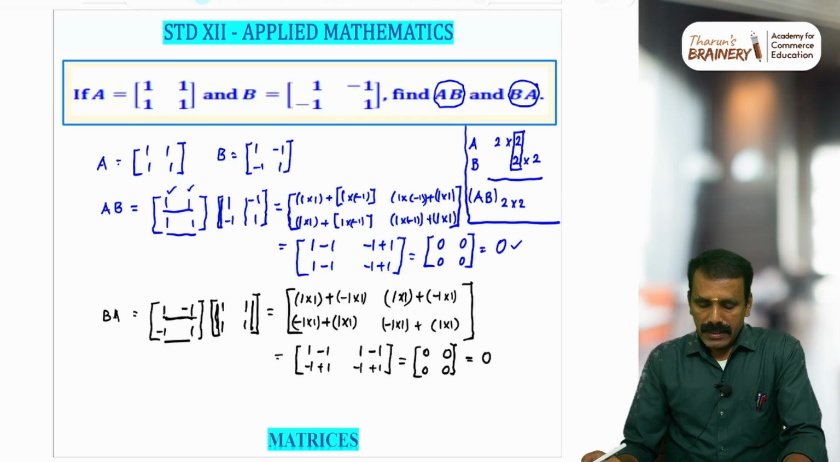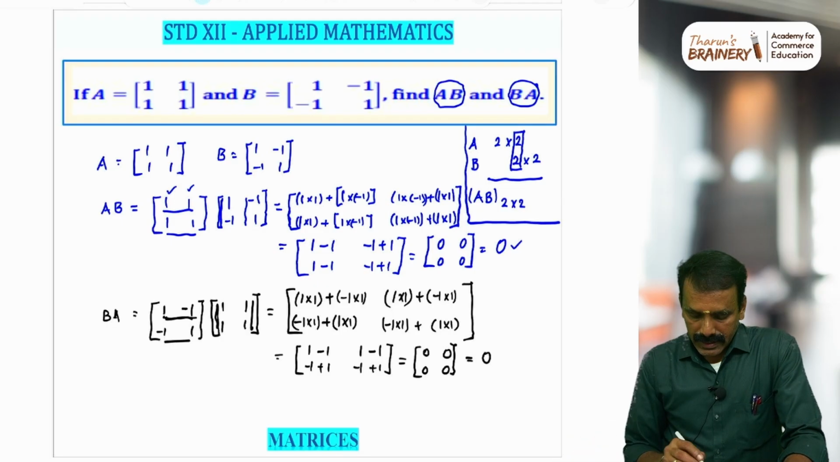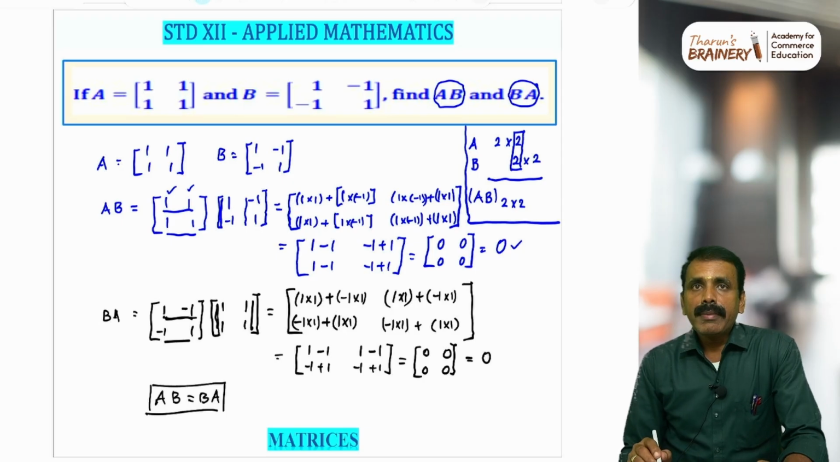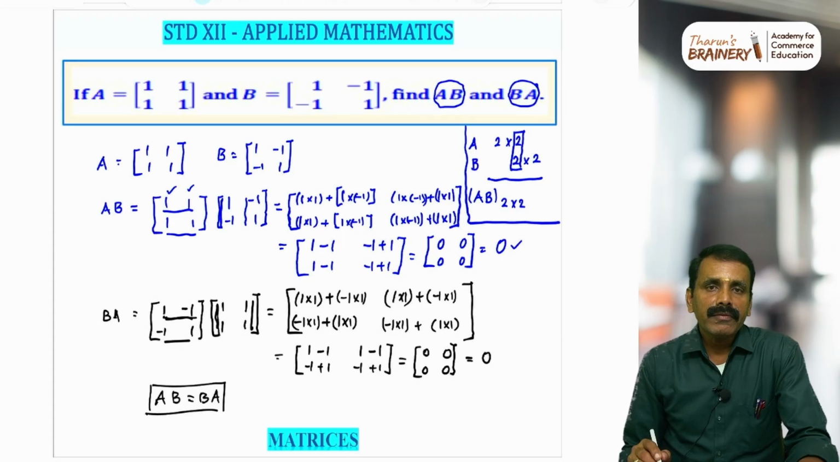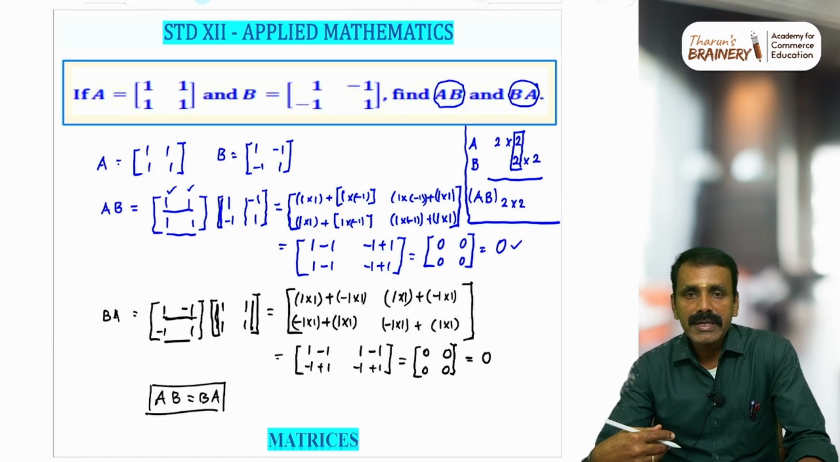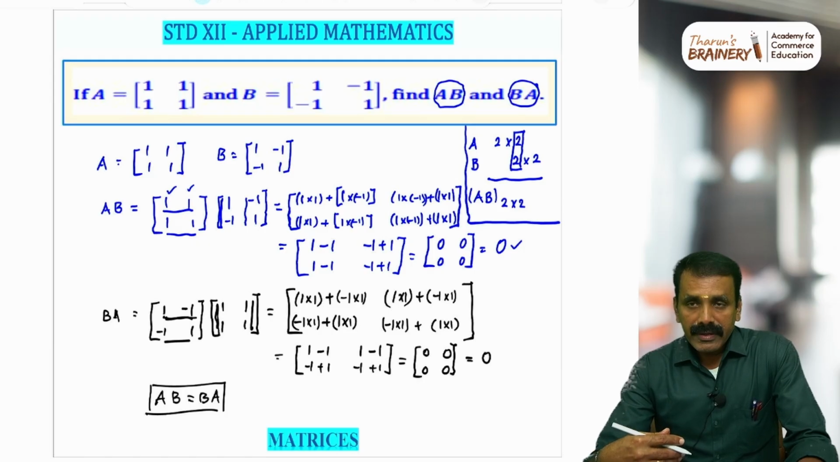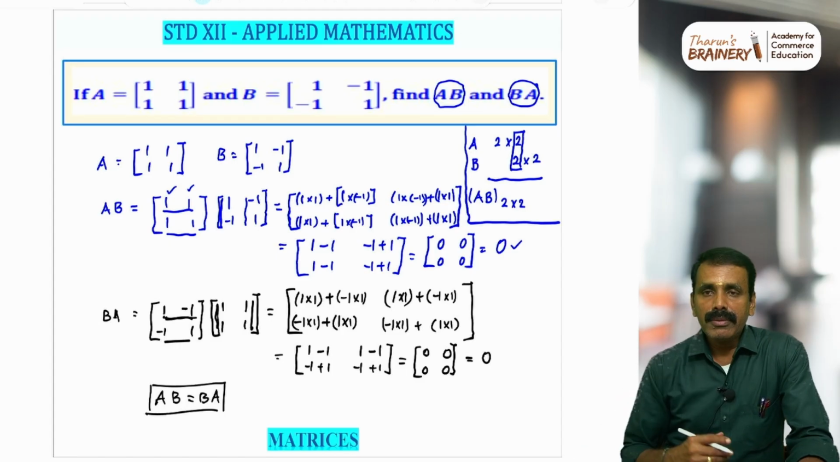So here we are getting AB is equal to BA. This is going to be the exceptional cases. Usually matrix multiplication is not commutative. In few cases, if AB is possible, sometimes BA multiplication itself not possible. We cannot find the product at all. Okay, we may have a situation like that. But in this particular case, we are having the product AB and BA are equal and both are equal to the null matrix.